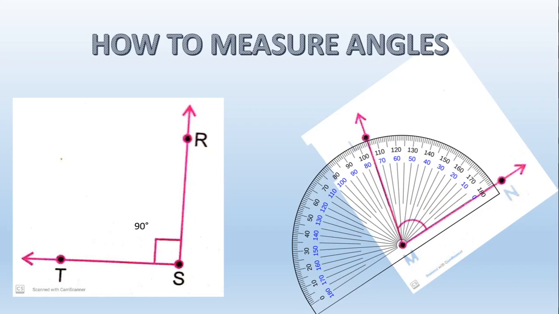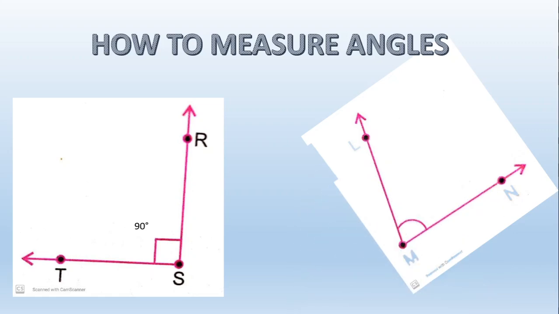line. Now here we have to follow the inner scale because the baseline is touching the 0 in the inner scale. If you see the measure, it is between 70 and 80. It is similar to your scale where between 6 and 7 centimeters, every centimeter has a 0.5 mark. So it is 75 degrees.